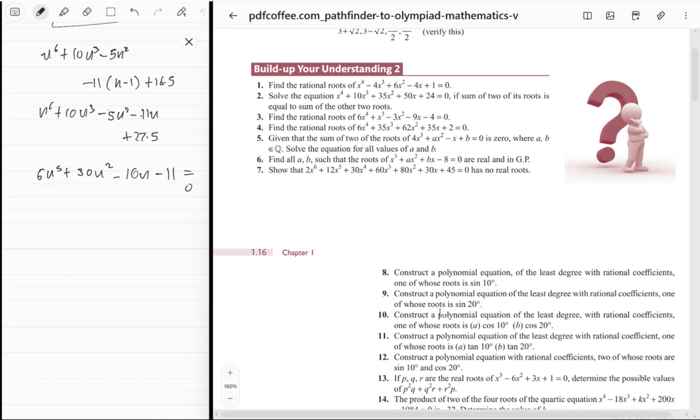The other questions. Oh god, what is this? Now you've got trigonometry and polynomials. I can't believe this is happening. Okay, how do we do this? 6u power 5 plus 30u squared minus 10u minus 11 is equal to 0.